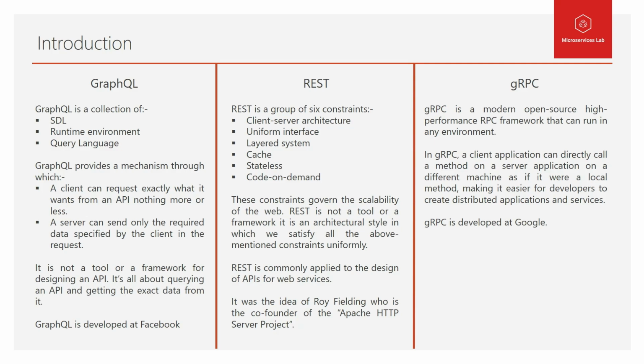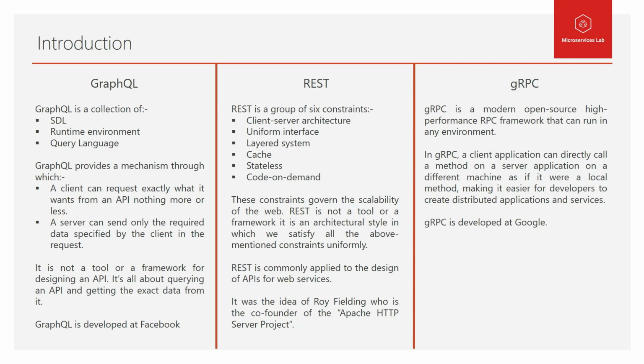So what can be done in this case, or how to tackle this problem? We can use GraphQL here. So GraphQL enables a client to request exactly what it wants from an API, nothing more or less. And it enables a server to send only the required data specified by the client in the request. So this is where GraphQL can be used, and this is what querying an API means. GraphQL is actually developed at Facebook. For more info on GraphQL, you can watch my previous video.